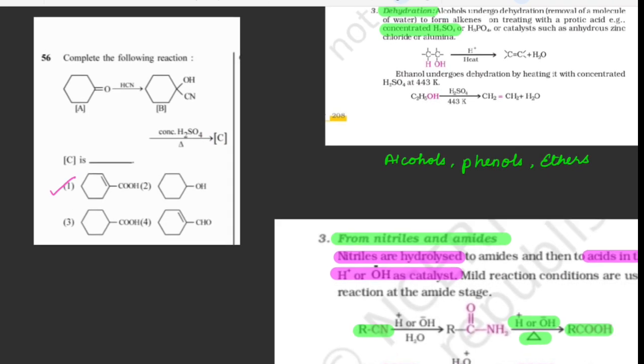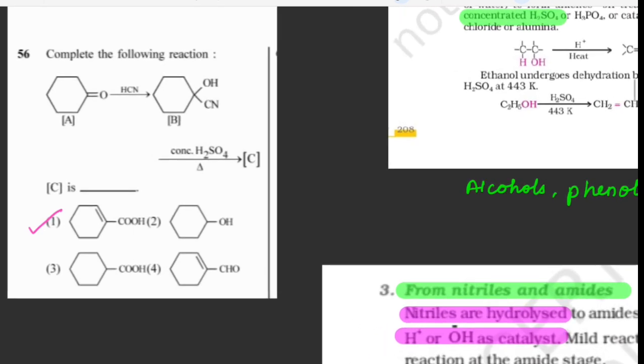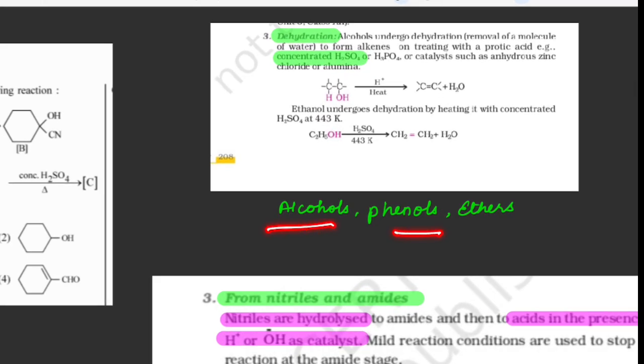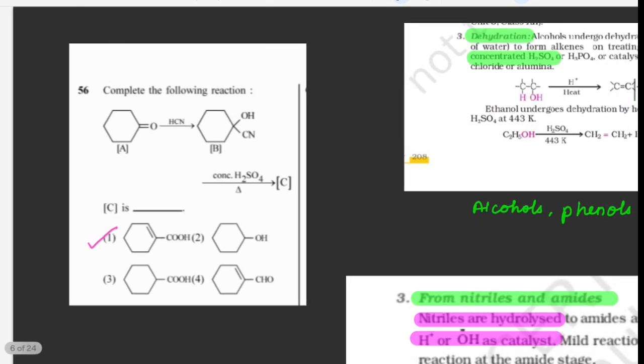So students, here is how you have to analyze this. Here you have two functional groups: one is an alcohol group and one is a cyanide group. How will this alcohol and cyanide group react with concentrated sulfuric acid? See here, from alcohols, phenols and ethers: on treating with a protic acid, that is concentrated sulfuric acid, when alcohol is treated with concentrated sulfuric acid, you can see dehydration takes place. In the same way here, this is the alcohol group.